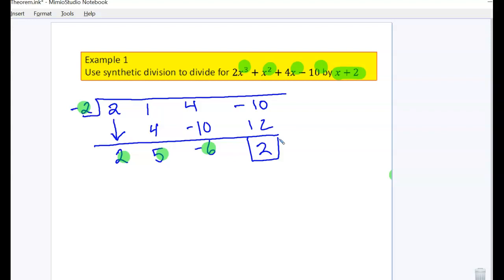Oh, I think I made a mistake here. This should have been a negative 4. Let me back this up. Sorry. My mistake. So I pause there. Okay, let's go back.